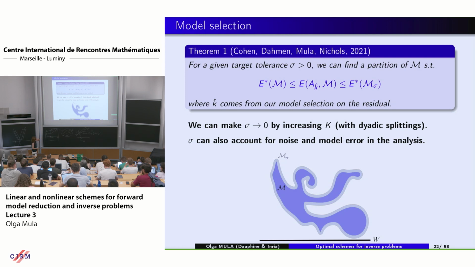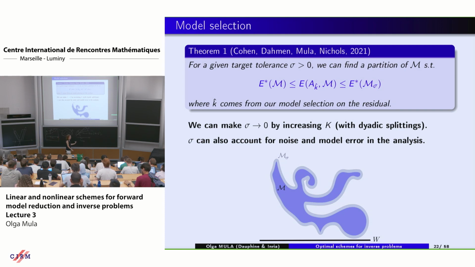What happens as well is that in the end, this sigma over here can also account for noise and model error in the analysis. I can imagine that instead of my function belonging to the manifold M, it may well be that I have an error in my PDE model, and that I belong rather to an M of sigma. Somehow it means that there is going to be an incompressible sigma that I cannot go below, that is going to prevent me from making this sigma go to 0 due to noise or model error.